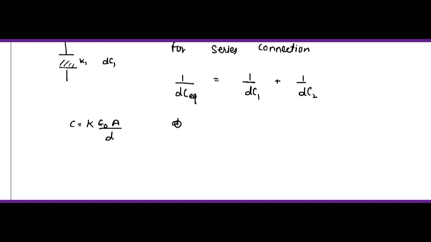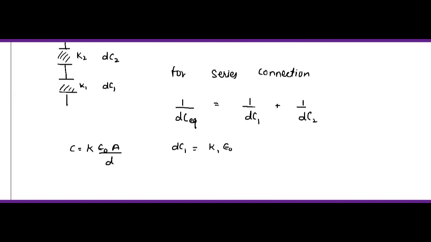Now for dC1, what is the dielectric? It is k1. Epsilon is epsilon. What would be the area? Area is this area. If we draw this, and for example b is the width, then this is the area of the capacitor. If b is the total width, then area would be b times dx. So we put the value as b times dx divided by the thickness of the capacitor.